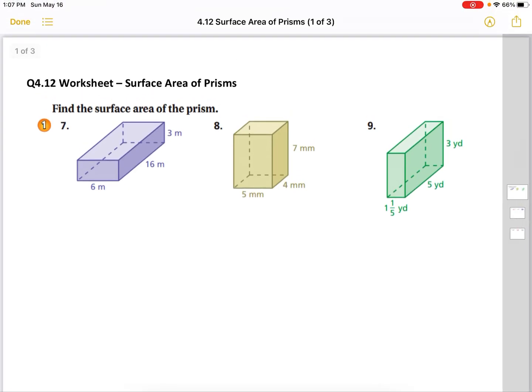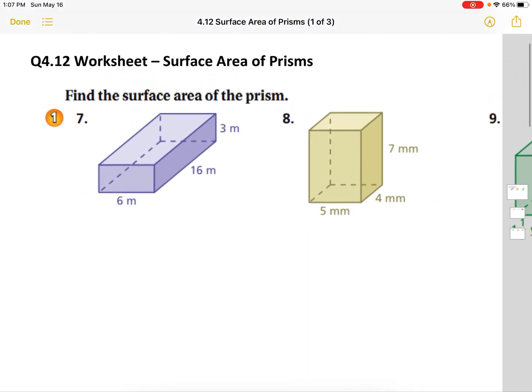Okay, so this is the solutions to worksheet 4.12, surface area of prisms. So I'm going to go through these 9 questions so you can find your answers. So let's look at this question 7.